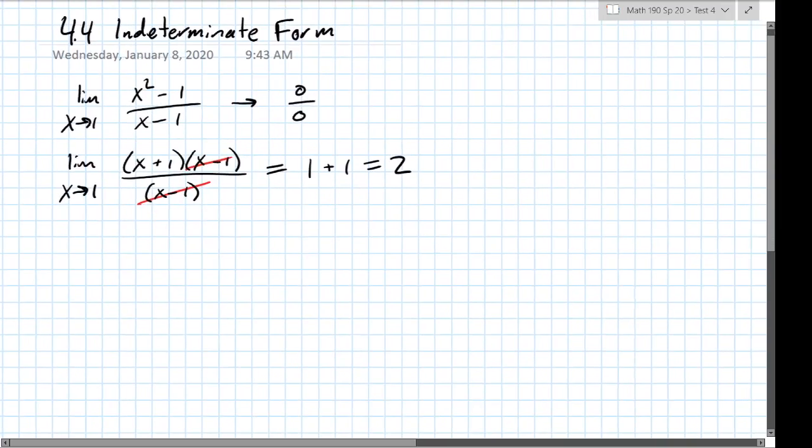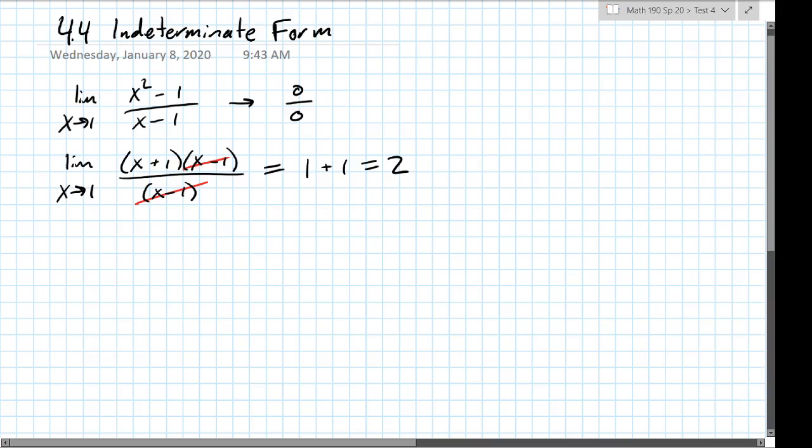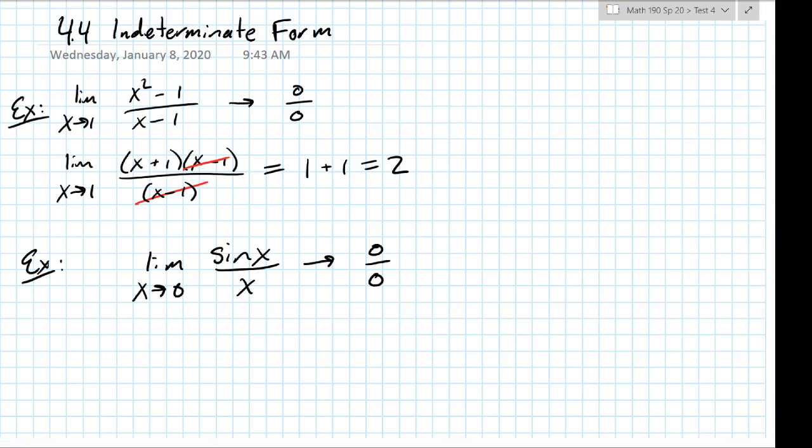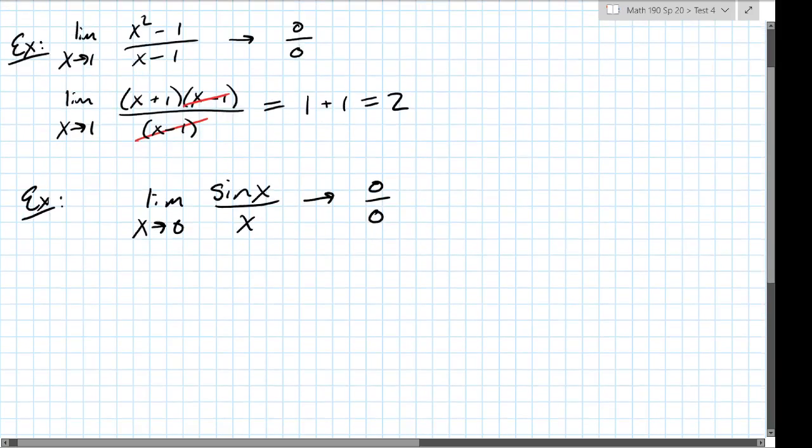What happens when we are faced with a limit that is indeterminate in the form such as this, 0 over 0, but the limit does not factor and simplify like we would like? Well, we have L'Hopital's rule.